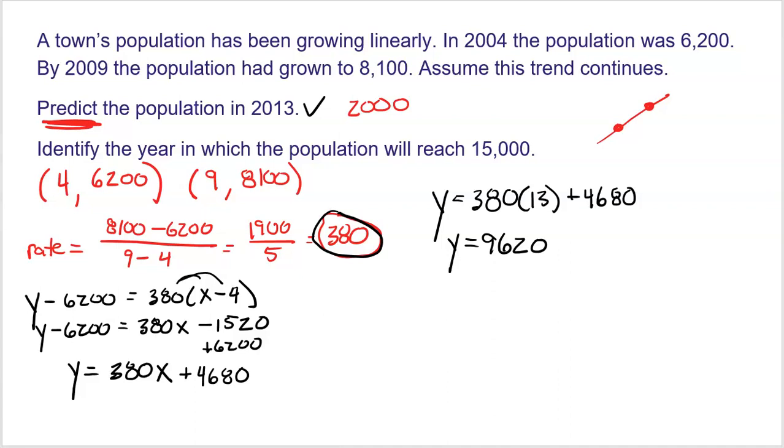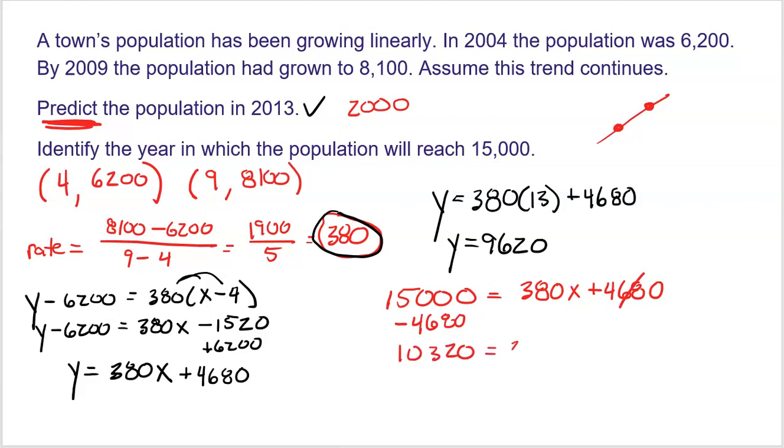Now this next question says identify the year in which population will reach 15,000. So now we're working backwards. So this time we want to solve for when the population is 15,000. So we're solving for x, the number of years after 2000, when we will essentially reach that population. So now I have to subtract 4,680 from both sides to cancel out on the right. And I get 10,320 equals 380x.